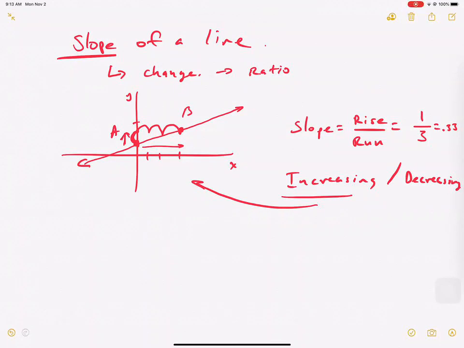Now I want to compare this to a different slope here. Let's go ahead and redraw this again. Put a dot at 1. I'm going to actually do a different point here. And please notice A and B.